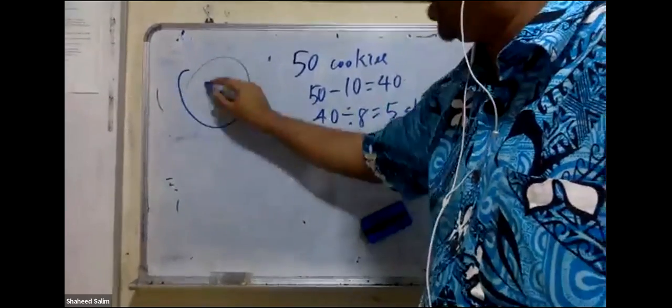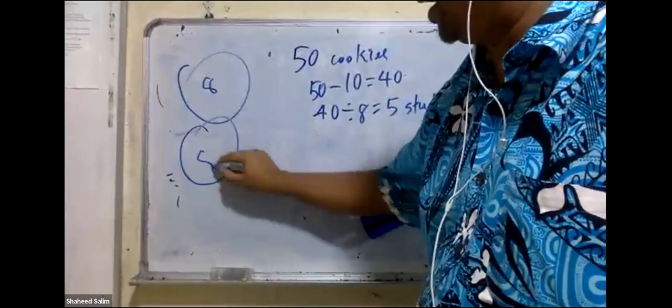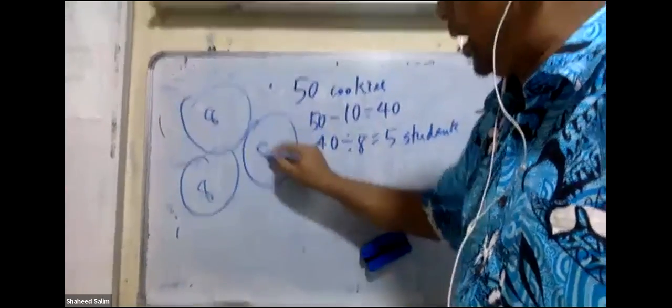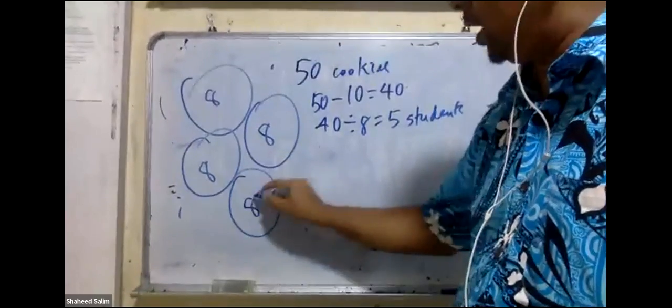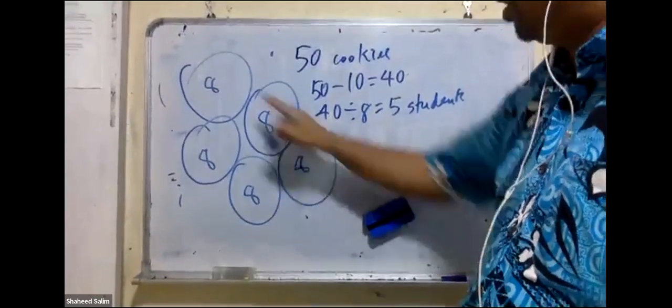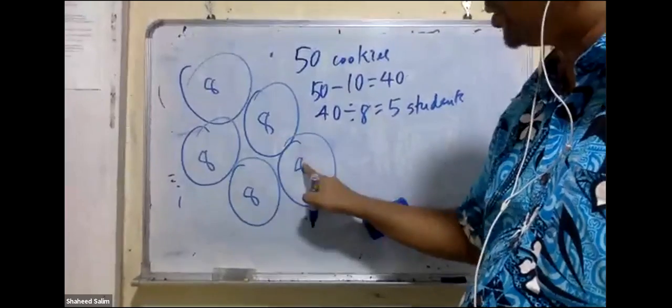One student gets 8 cookies. Another student gets 8 cookies. Another student gets 8 cookies, and so on, for 5 students.